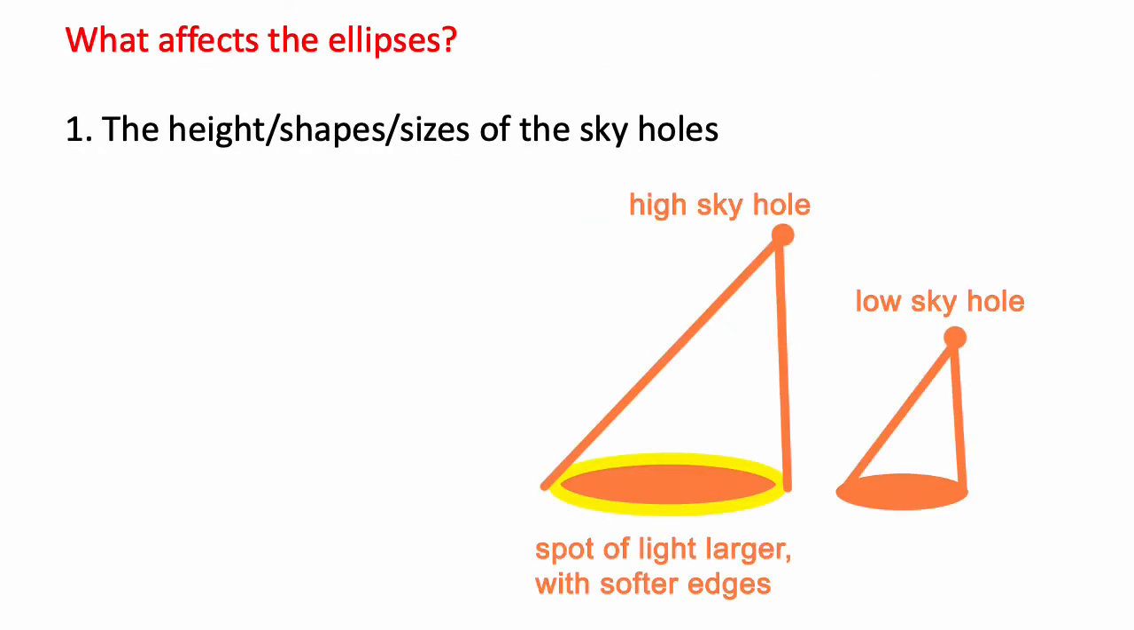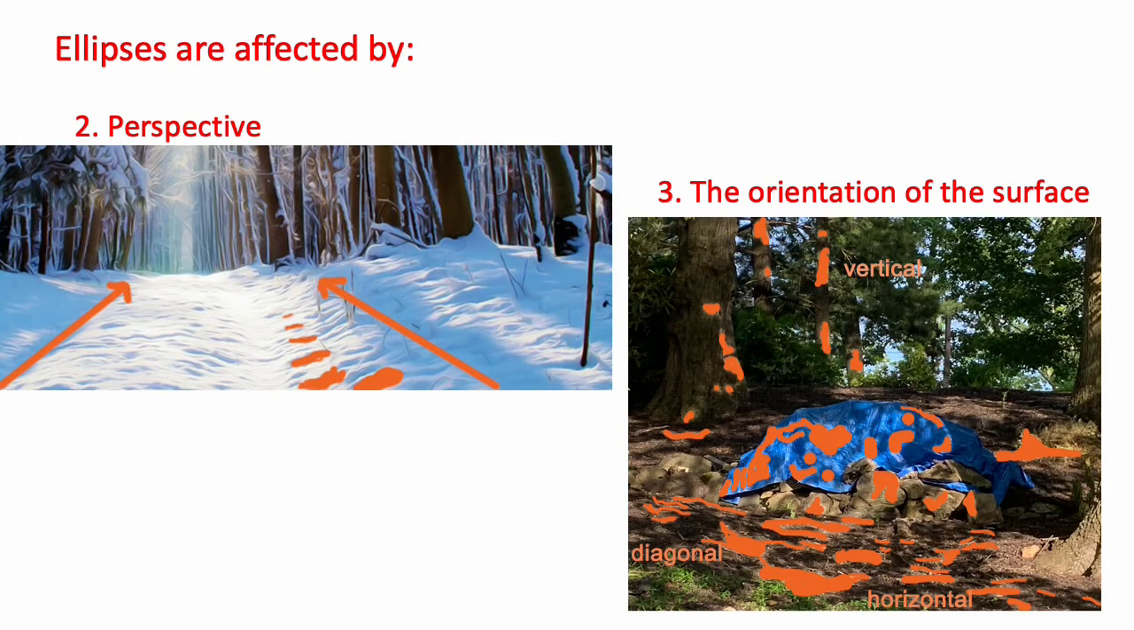The ellipses are affected by the height, shapes, and sizes of the sky holes. Compared to a low sky hole, a high sky hole has a spot of light that is larger with softer edges. Perspective causes the ellipses, marked in orange, to get smaller, thinner, and lighter with distance.